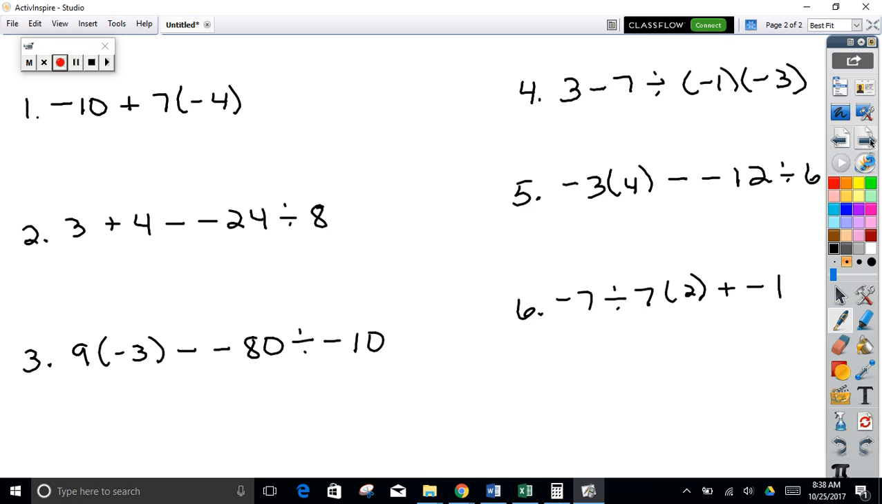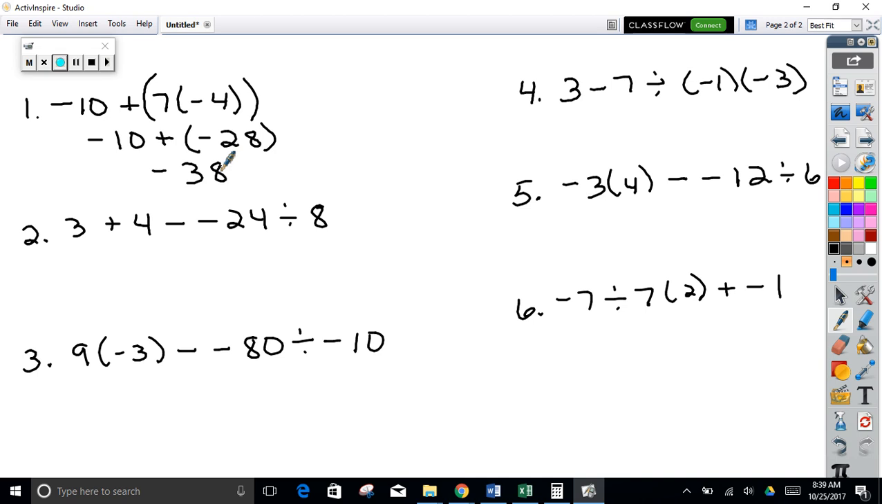So number 1, I have negative 10 plus 7 times negative 4. I'm going to multiply before I do addition. I'm just going to put an extra parenthesis here just to keep track in my mind what I'm doing. I'm going to do 7 times negative 4. So I end up with negative 10 plus negative 28, because positive times negative would be negative. I have same signs, so I'm going to add and keep the sign. I get an answer of negative 38.